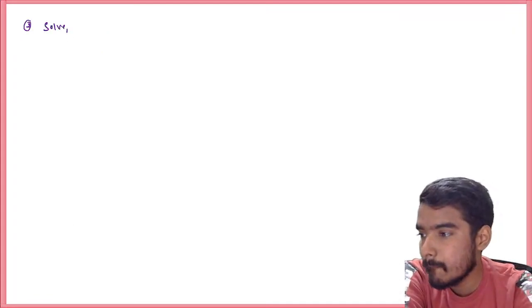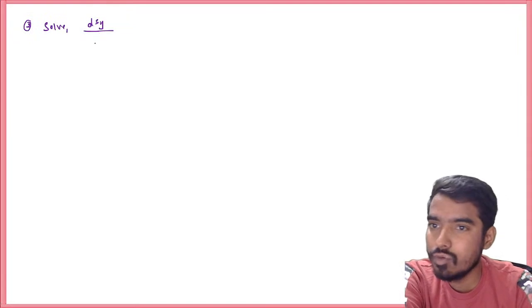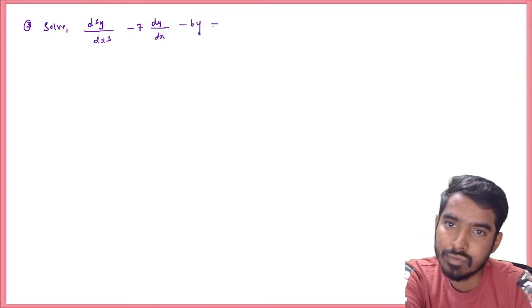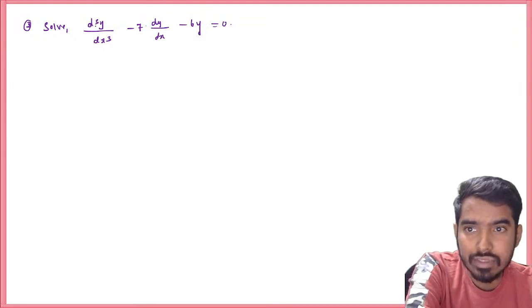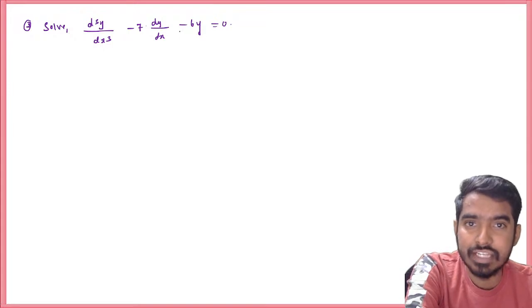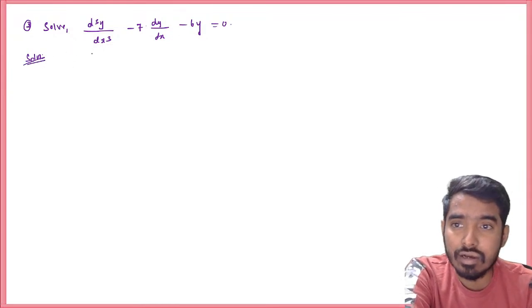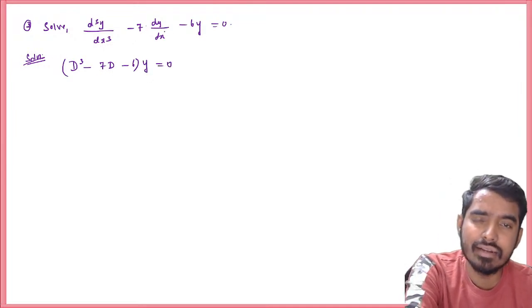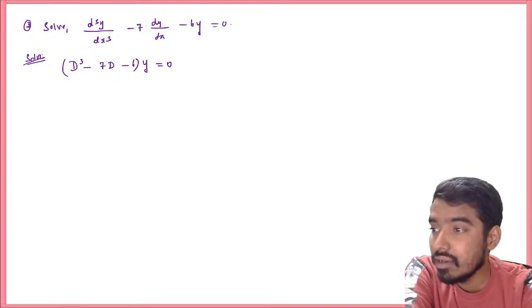So solve d cube y by dx cube minus 7 dy by dx minus 6y is equal to 0. Now you can see it is a linear differential equation of third order with constant coefficients, and it falls under type 0 because the RHS is 0. This is the same as writing d cube minus 7d minus 6 of y is equal to 0. Here the second order derivative is missing. No problem, that coefficient is 0. So d cube minus 7d minus 6 is equal to 0.